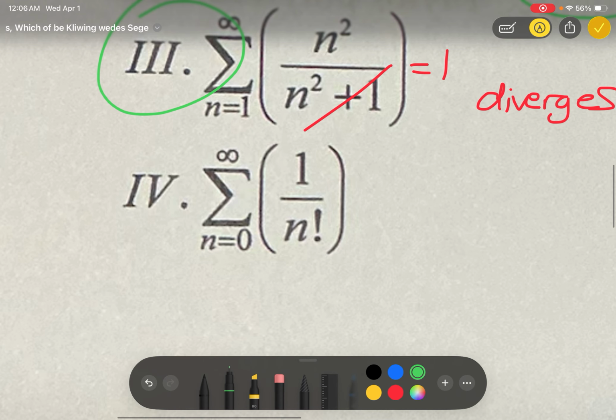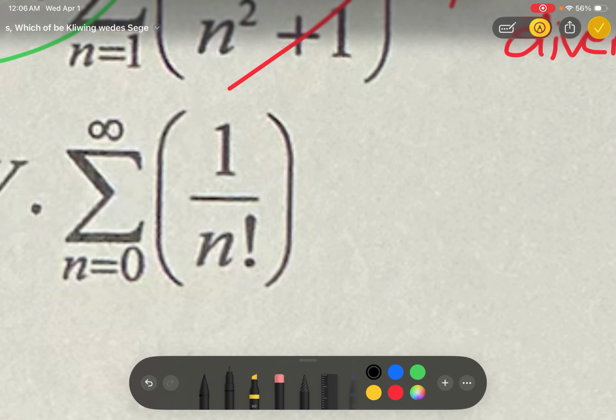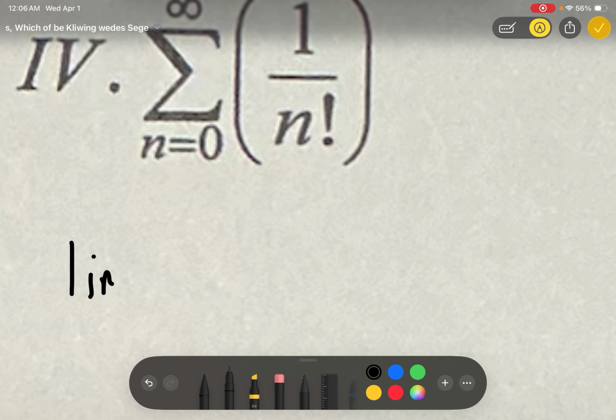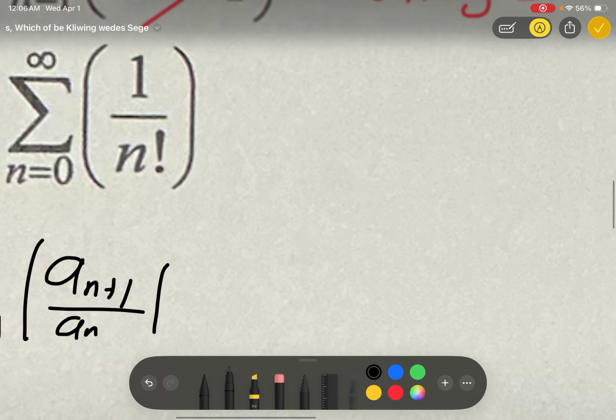Let's check for this one. I can't think of any other series that applies to this. It's not harmonic, I don't think so. I don't know if it's telescoping. The best test to use for convergence here is a ratio test. Remember that your ratio test is the limit as n goes to infinity of a sub n plus 1 over a sub n. Let's apply that here.